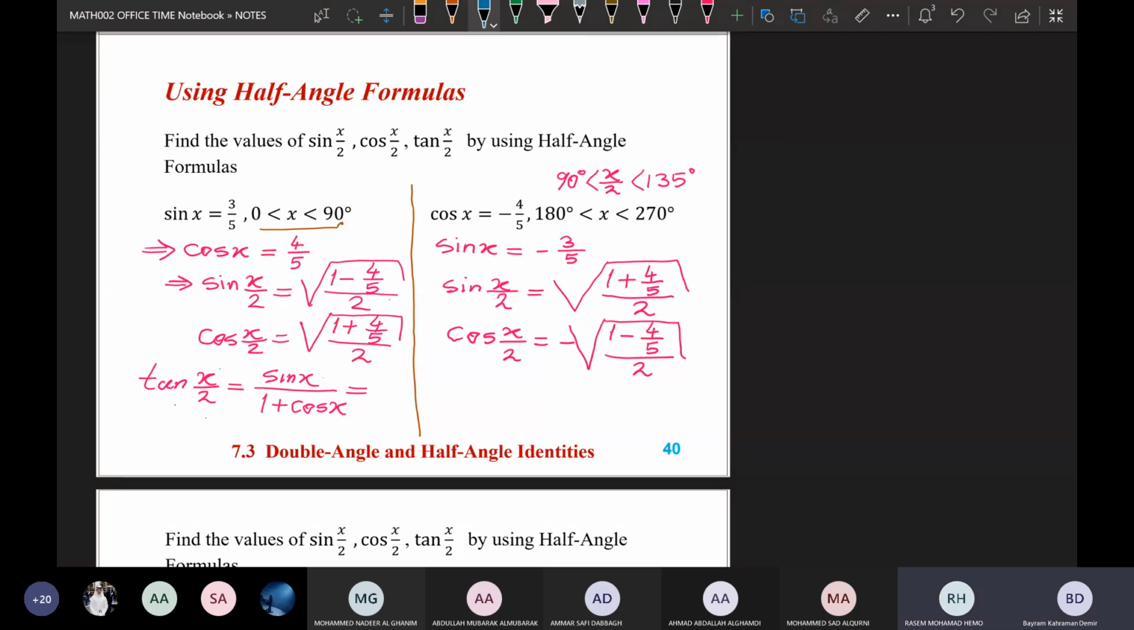Doctor? Yes, the 4 over 5 inside the radical, it depends on x, right? It is a cosine of x, right? So you need to look at x. But outside of the radical, the plus minus depends on the x over 2. Yes, right, x over 2.